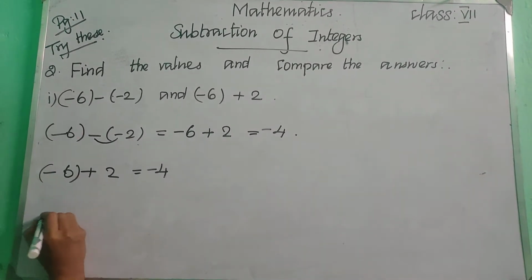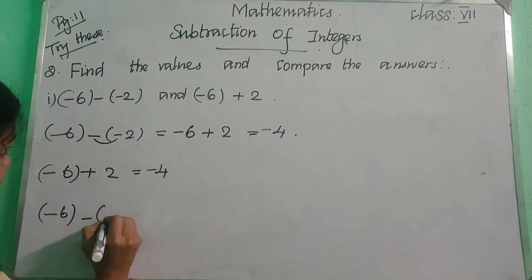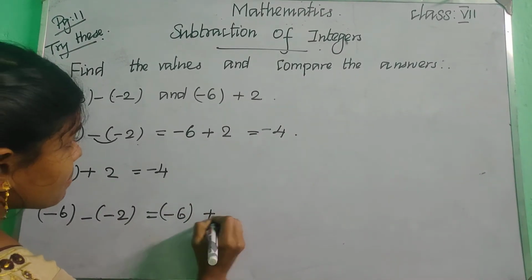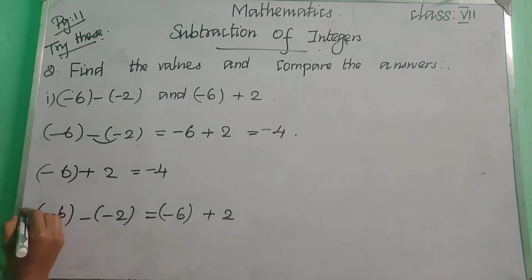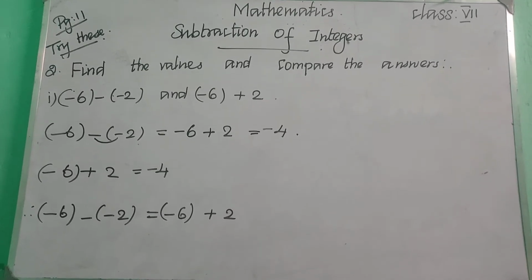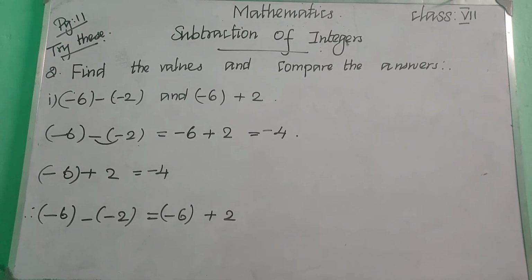So we can say minus 6 minus of minus 2 equals minus 6 plus 2. Therefore, these two are equal. Okay, children, like this, we need to do and compare the answers. Take down this in your notebook. Pause the video and write.